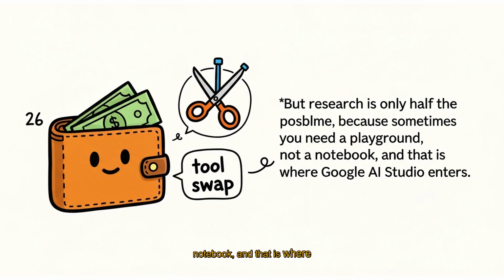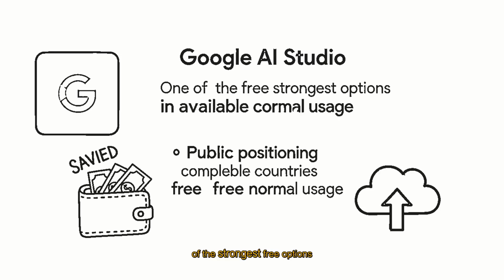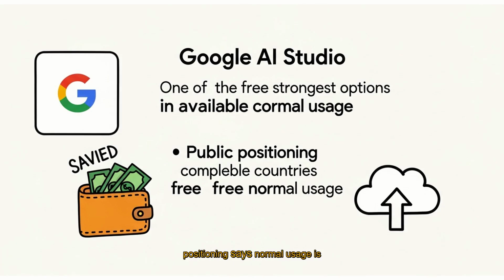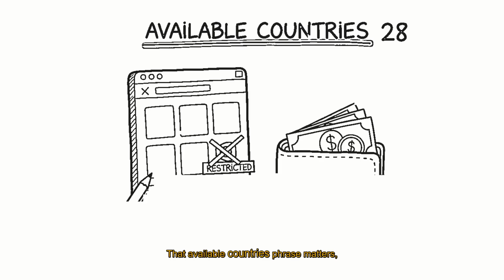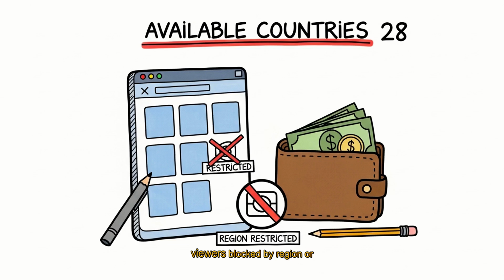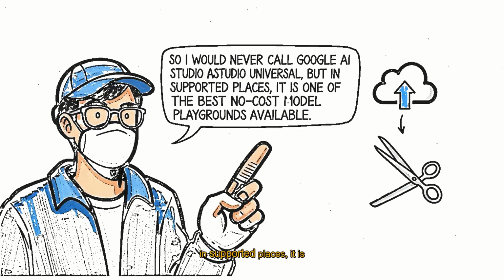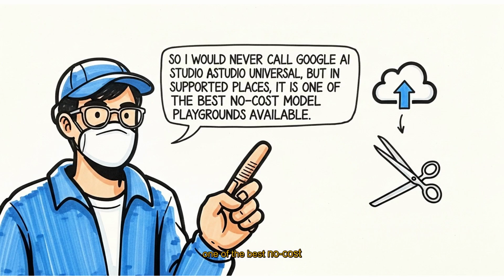And that is where Google AI Studio enters. Google AI Studio is one of the strongest free options in available countries, because public positioning says normal usage is completely free there. That available countries phrase matters, because a great free tool is not really free for viewers blocked by region or age restrictions. So I would never call Google AI Studio universal, but in supported places, it is one of the best no-cost model playgrounds available.